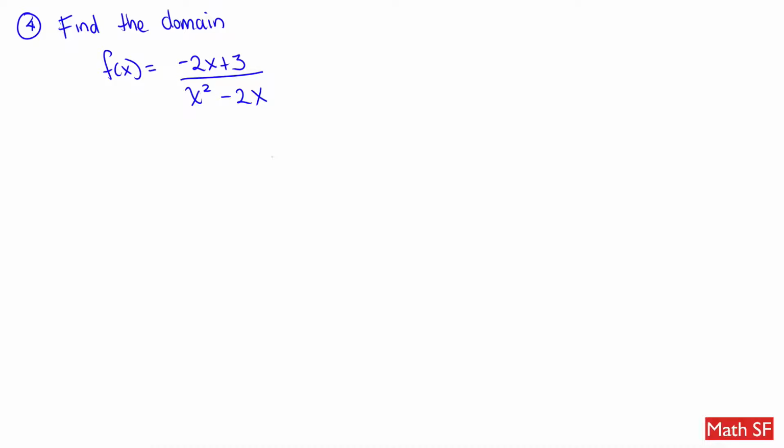Problem number 4. Find the domain of this given function. If you're looking at this function here, this is actually called a rational function. Why do we call it a rational function? Because we have the x in the denominator. Now, whenever you're looking at a rational function, all you need to care about is the denominator, the bottom part. Why do we care about this bottom part? Because in a rational expression or any rational function, the denominator cannot be 0.